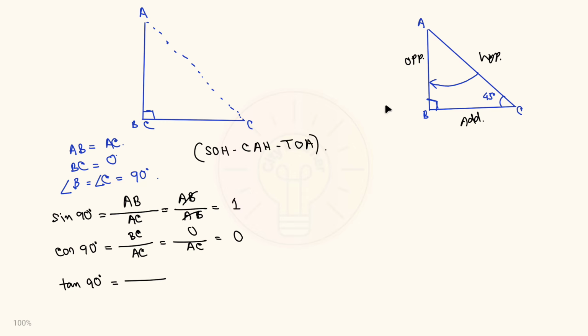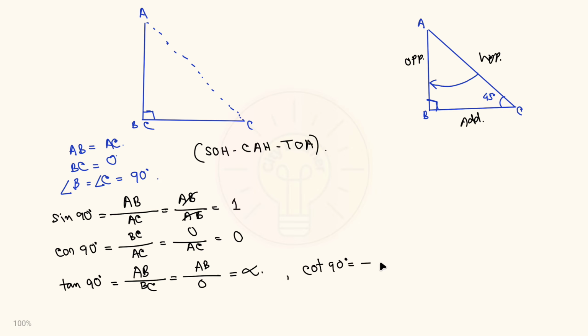Tan 90 degree. Tan 90 degree is equal to opposite side by adjacent side. Opposite side is AB and adjacent side is BC. BC again is 0. So it will become not defined or infinity. Cot 90 degree. Cot 90 degree is the reciprocal of tan 90 degree, that is BC by AB. BC is equal to 0, so it will become 0.